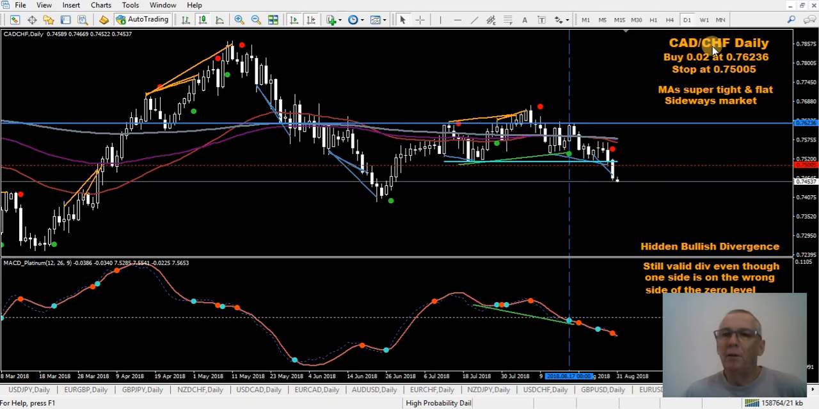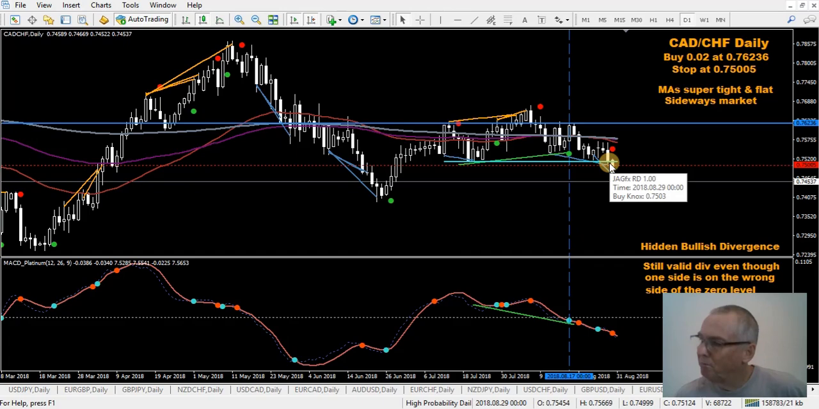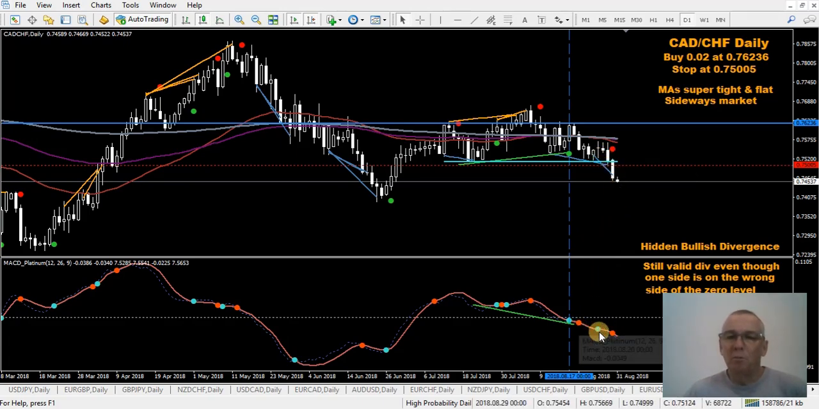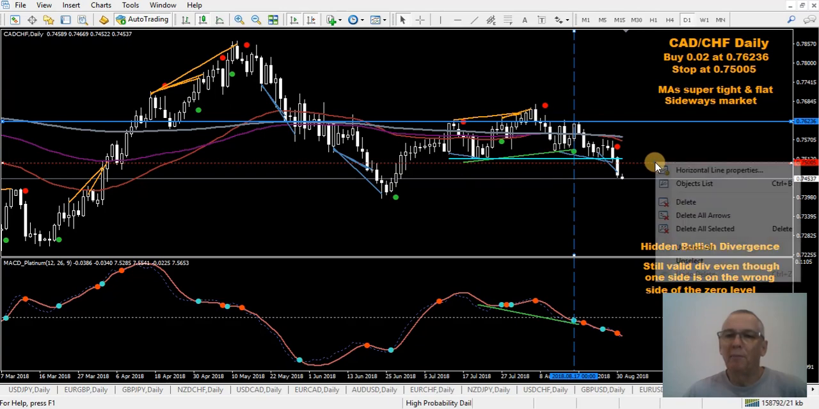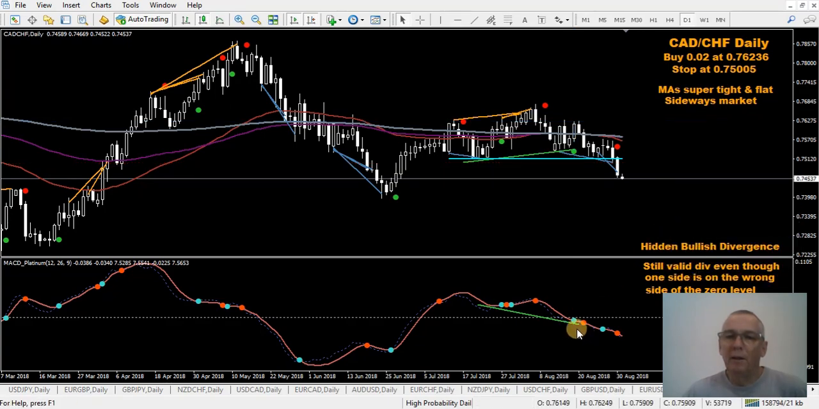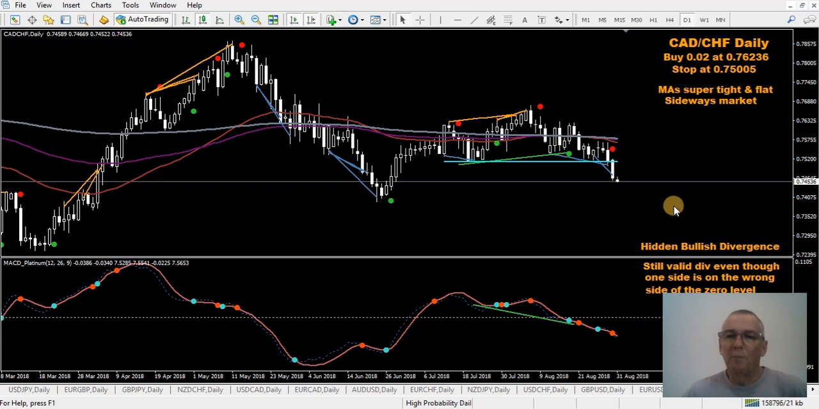CAD Swiss was in a buy here, and my stop in place. I thought this was going to be a pretty good trade actually, and it turns out it wasn't. Stopped out for a loss. Not even sure what the loss was. No, I didn't write it down. So stopped out for a loss, possibly setting up for another buy. So that buy on the CAD Swiss is no longer in play. And now we just look for potential setups to the buy side if it happens again. There's nothing in the sell because of where the MACD platinum is.